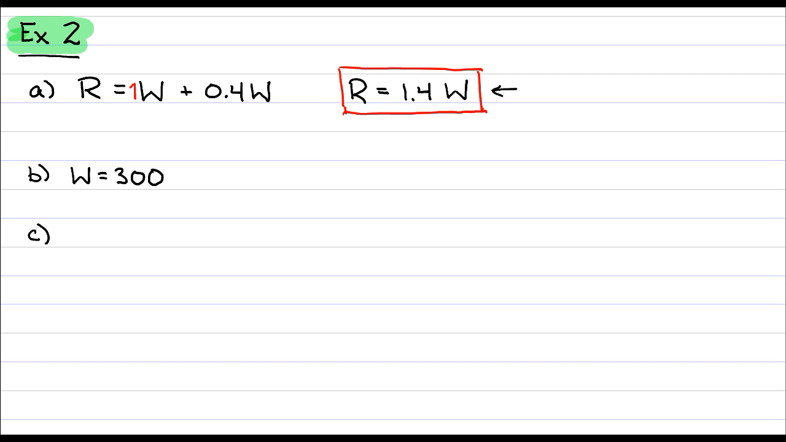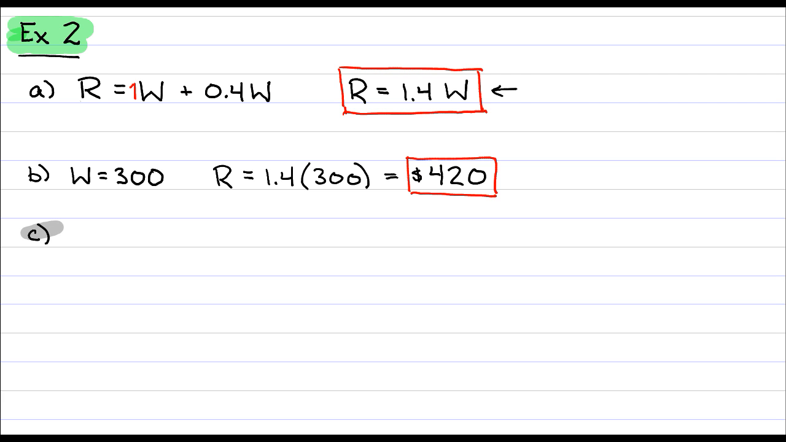Well, all I need to do is take the value I have for W and plug it back into this equation that I found before. So in doing so, I get R equals 1.4 times W, so that's times 300. 1.4 times 300 is going to be $420. So the department store purchased the suit for $300, but they sold it for $420.